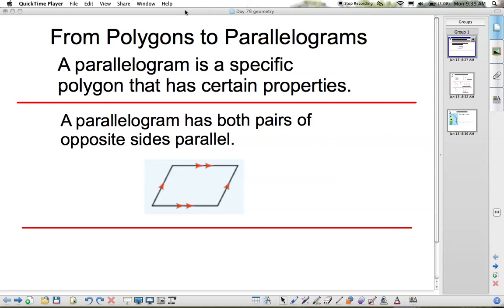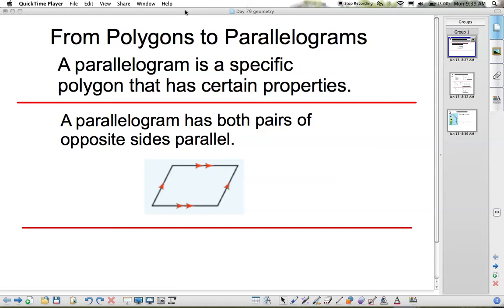We're now going to go from polygons to parallelograms. As you can see, a parallelogram is a specific polygon that has certain properties, and we're going to go over these properties in this video. We're going to have two videos on the properties of parallelograms with a couple of examples.